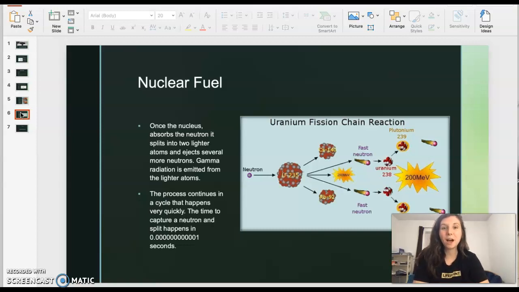Anyways, that's a little bit about the components necessary for nuclear fission. I'm sure there's a ton more, but for the sake of this and for the sake of the fact that we weren't really hands-on with this, I wanted to keep it pretty basic and pretty simple.